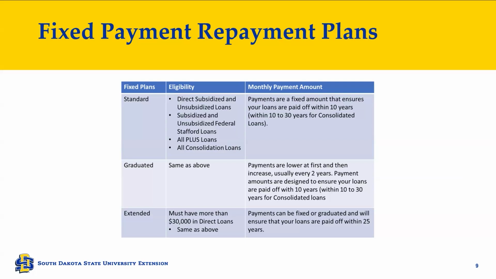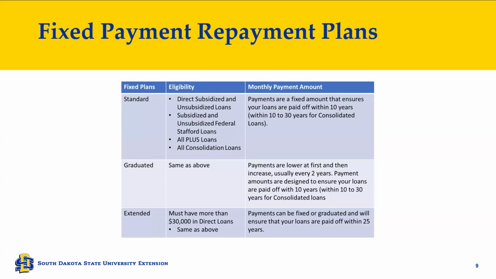So these are the fixed payment plans. I already talked about the standard plan. All of the federal loans are eligible for this type of payment plan. The graduated payment plan has the same type of eligibility, but the way this one works is the payment is lower at first, and then it gradually increases about every 2 years. The payment amounts are designed to ensure that your loans are paid off in 10 years. But it starts out with that smaller payment, which might be more manageable for new professionals who are just getting started in their profession and earning those funds.